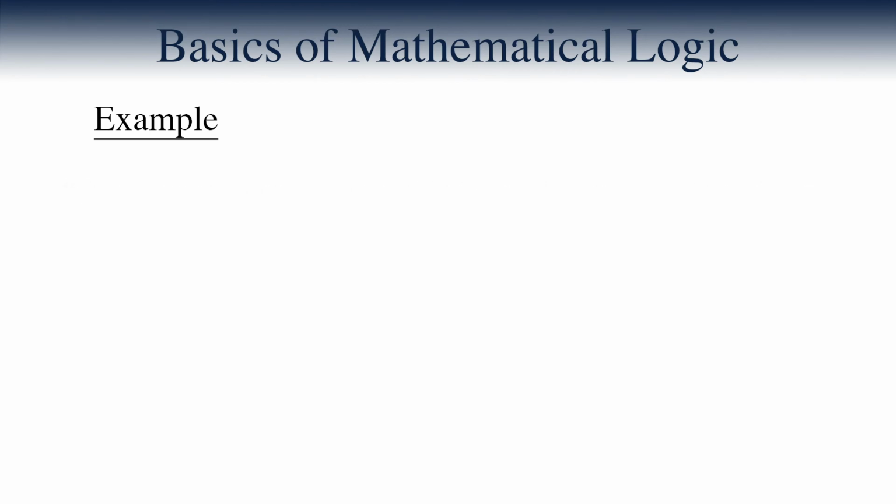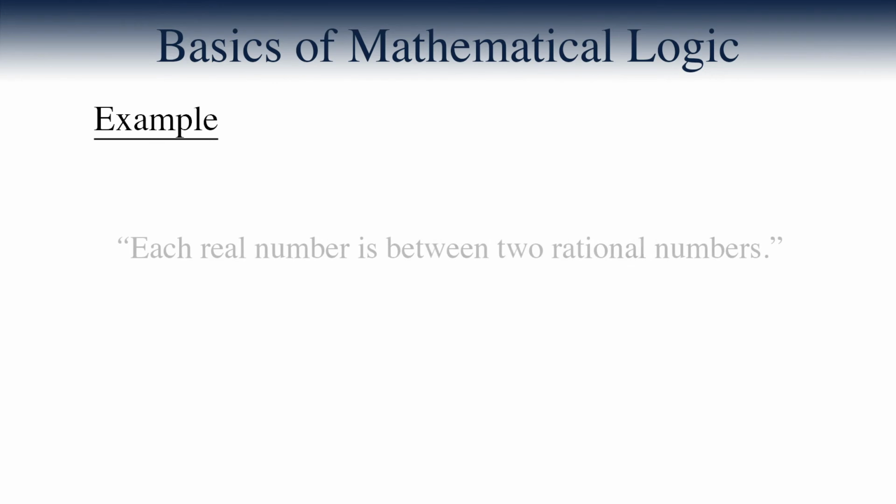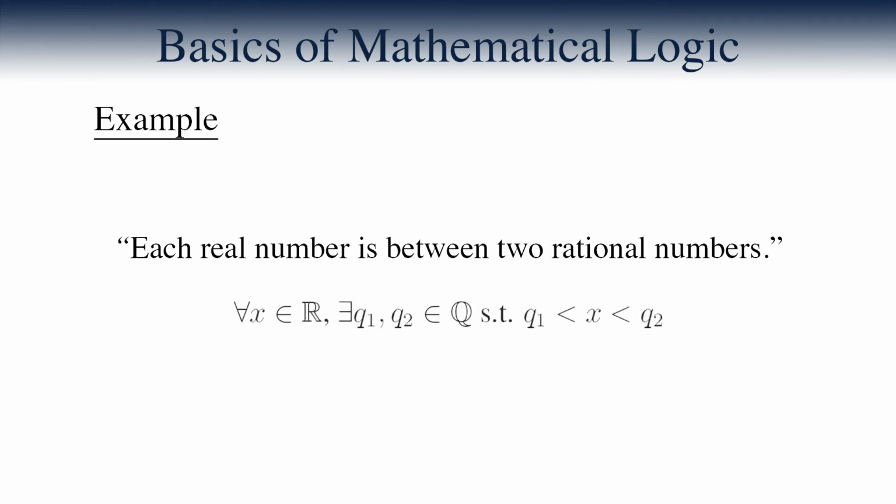Let's see one more. We aim to write the expression, each real number is between two rational numbers, in the math language. So, clearly, the statement includes all real numbers, so we should use the universal quantifier. Then, we see an existence expression, so we use the existential quantifier. In the end, we express the condition. So, it's gonna be like this. For all x belonging to the real numbers, there are two other numbers, which belong to the rational numbers, you see, 1 and 2 rational numbers, such that x is between the two rational numbers.